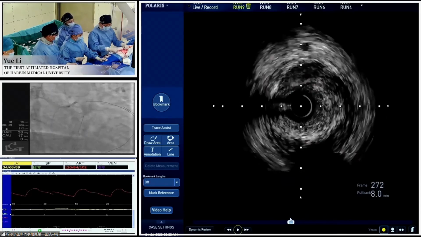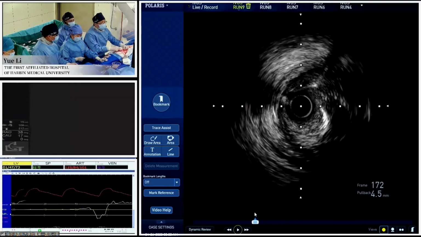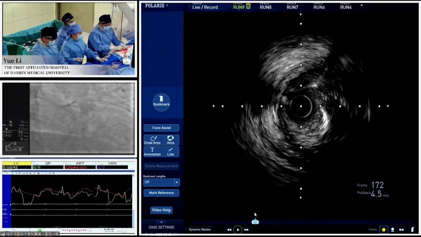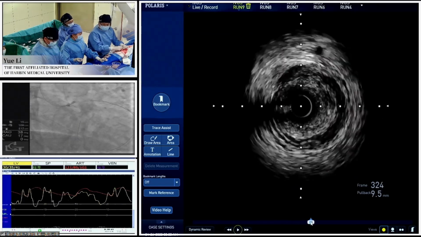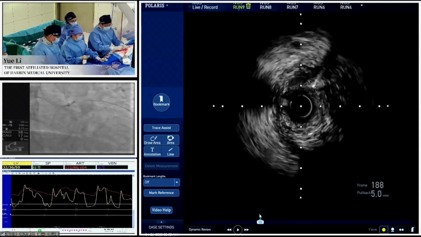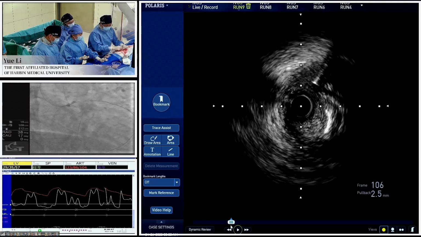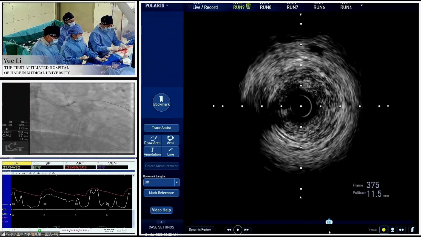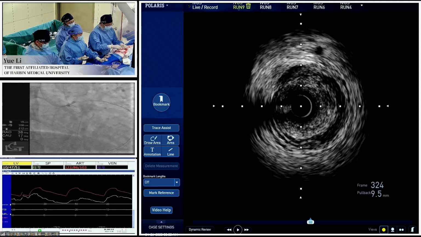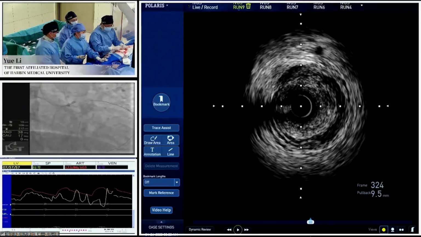As Professor Lee just mentioned, this retrograde wire going up carries a little bit of potential risk of going into the subintimal space, because the RAD is associated with a lot of important branches. If the retrograde wire goes into the subintimal space and we use a balloon to dilate, we may lose some very important side branches and cause disasters that we do not want to see.